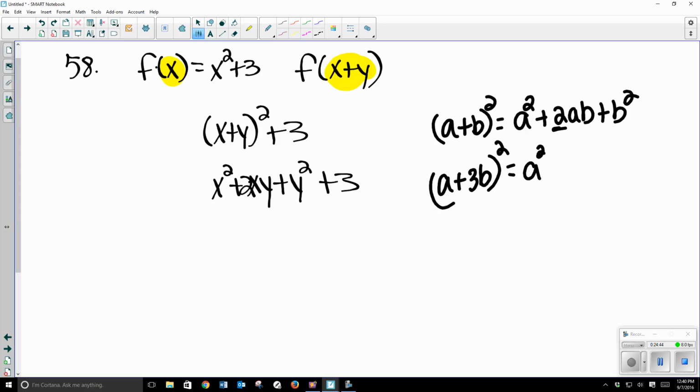That's A squared plus, 3 times 1 is 3, double that, you get 6AB, plus 9B squared. You have to square the 3 and the B.